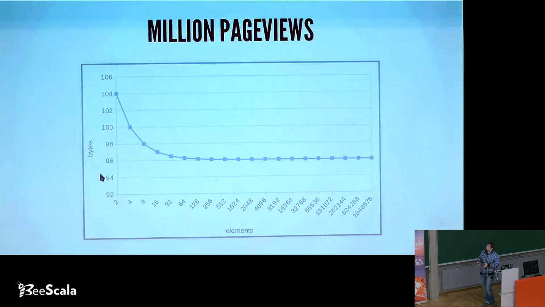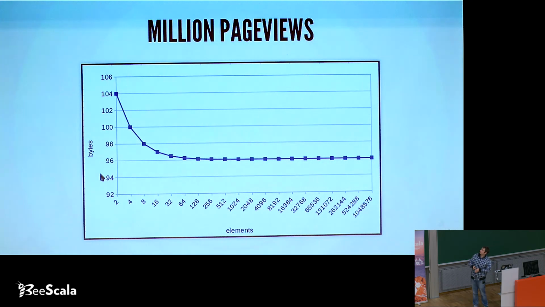So if we plug it into JAM, for the 1 million page views in a list, we get a graph showing the number of bytes used per element, depending on the number of elements. You see it converges somewhere around 96 bytes per element. So you see it's just a lot of memory. It's not just because of the way Scala collections are implemented. It's not a problem, it's a feature of the Java virtual machine.